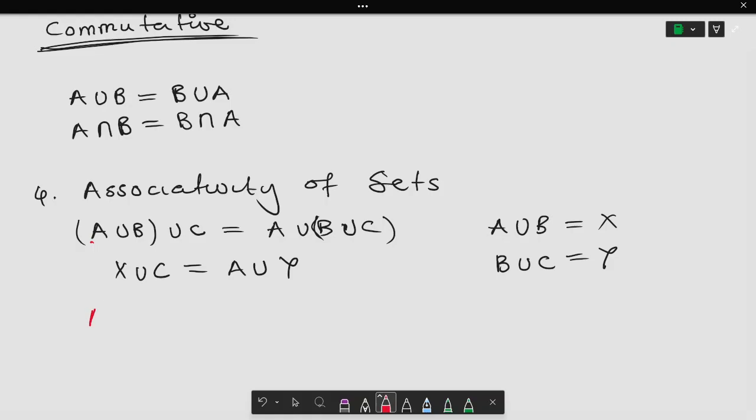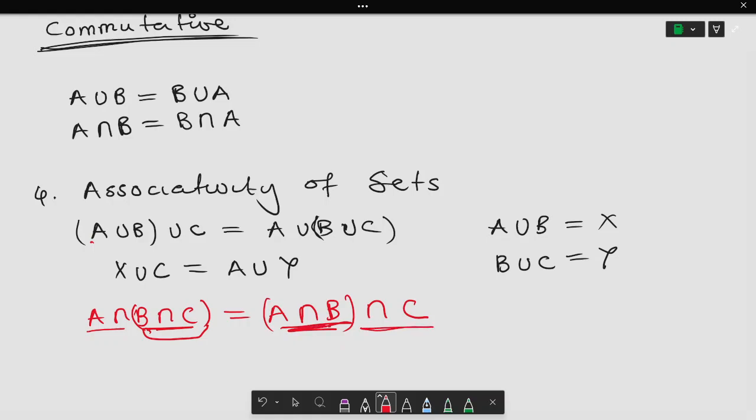So we can also say that A intersection B intersection C, where you have these two in brackets, is the same as A intersection B, where you have these two in brackets, intersection C. You can start off by finding the intersection of B and C, then find the intersection of what you get here with A. Or you can start with the intersection of A and B, then take the intersection of what you get here with C.